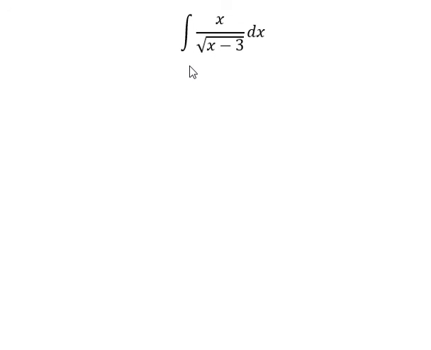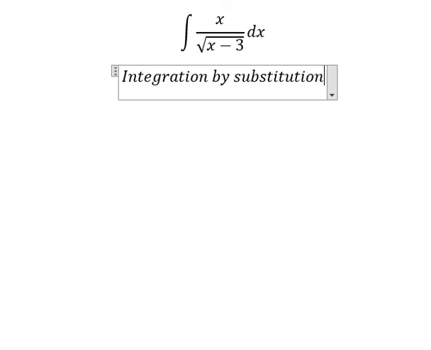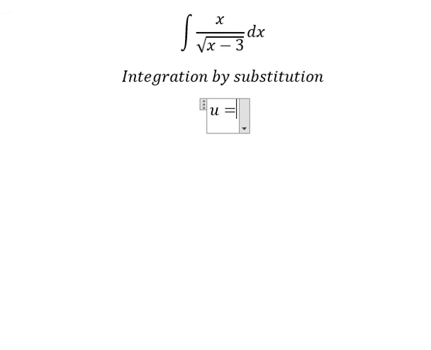So today I will show you how to find this one. We can use integration by substitution. So I will put u equals the square root of s minus 3.